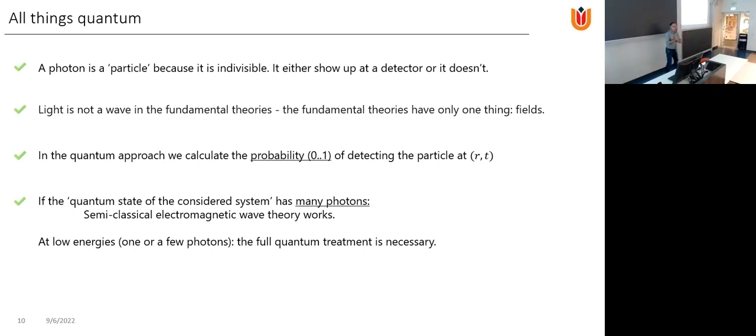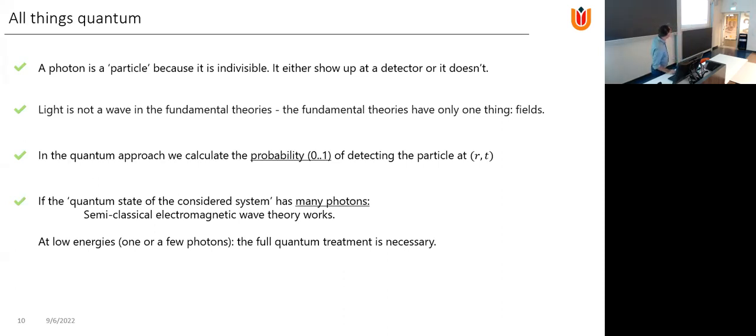So the photon is the quantum of the object. The so-called quantum state of the considered system is a very complicated way of saying just the amount of light that we're studying. If that has many photons in it, then basically we have a strong light source, and a lot of photons spread at the same time. And if that is the case, then the semi-classical theory works pretty well. We do not need to resort to all these quantum probability theories. Although if you're working with very low energy, with only one or a few photons at a time, then the full quantum treatment is necessary.